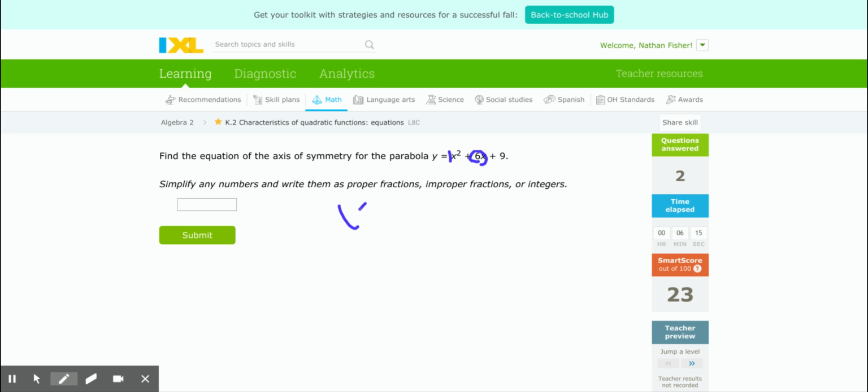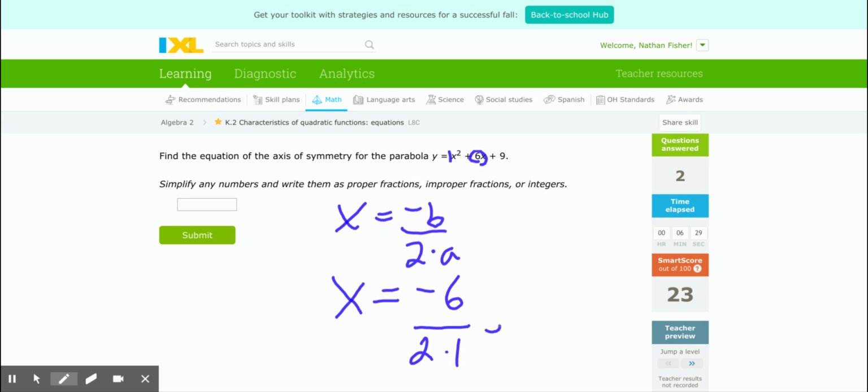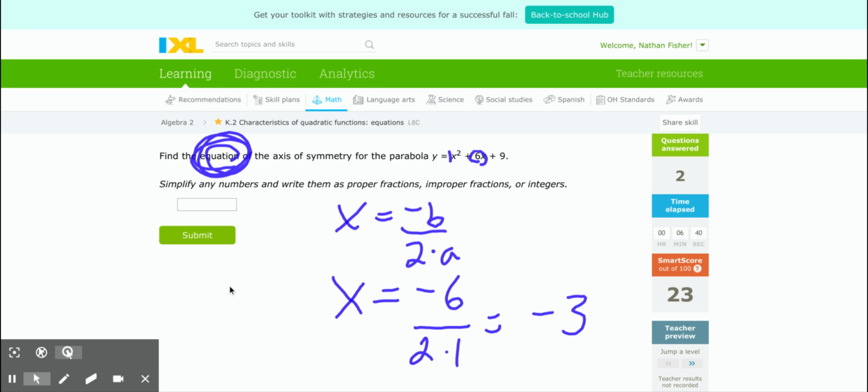So when I plug in to this formula here, I'm going to have x equals negative 6, because it was a positive 6 to begin with, over 2 times 1 on bottom. Negative 6 divided by 2 would give me negative 3. Again, this is important. It wants an equation. So in my answer, to make it an equation, I have to have something equals something. So we say x equals and then negative 3.